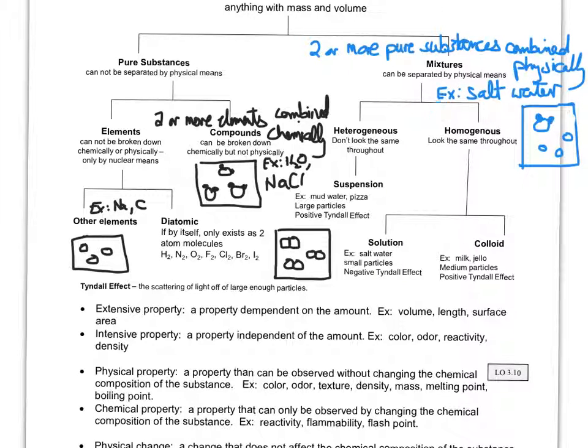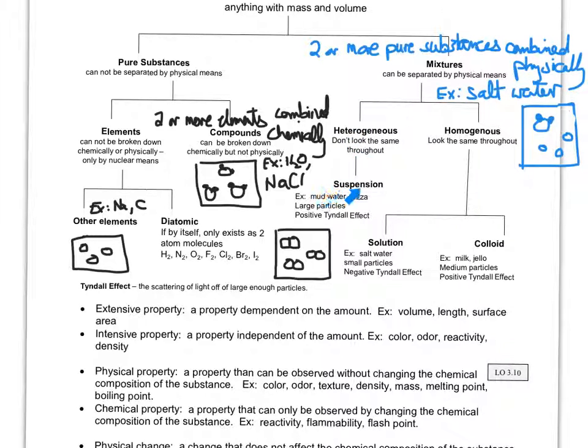Now, mixtures can be further broken down into heterogeneous and homogeneous. Homogeneous means your mixture looks the same throughout. Homo means same. Whereas heterogeneous, hetero means different, so it does not look the same throughout. So you might see some precipitate at the bottom, or something suspended throughout, or at the top. For example, mud water, where the mud settles at the bottom, or pizza, or orange juice with pulp, those are all heterogeneous.